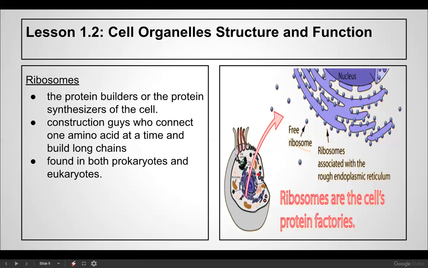All right, so there's the ribosomes. Again, like we said, they help in protein production. They're protein builders, synthesizers of the cell. Synthesize means to put together. The construction guys who connect one amino acid at a time and build long chains. Proteins are made up of amino acids. And they're found in both prokaryotes and eukaryotes, both true cells and cells that do not have a nucleus. Prokaryotes do not have a nucleus.